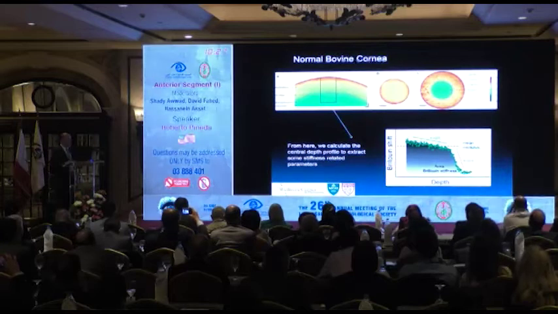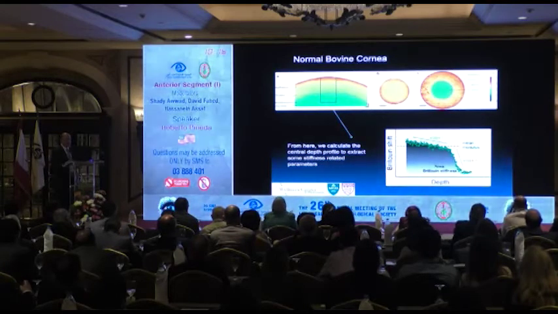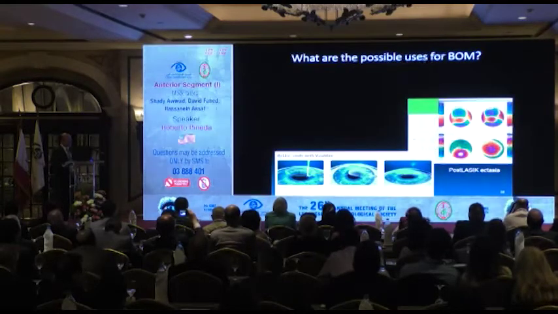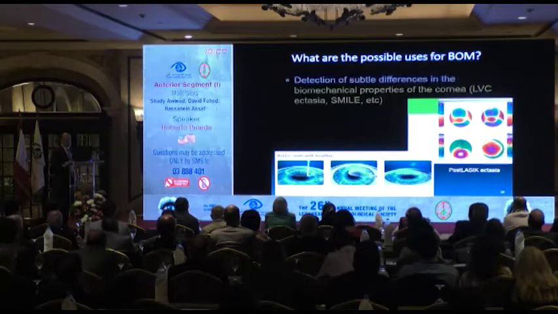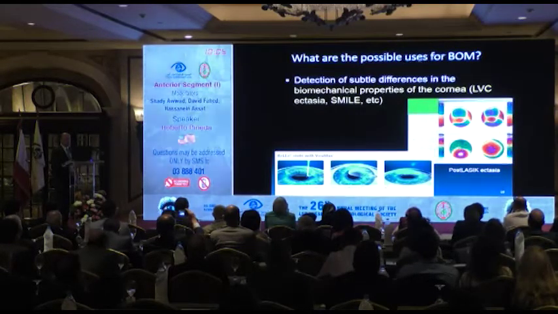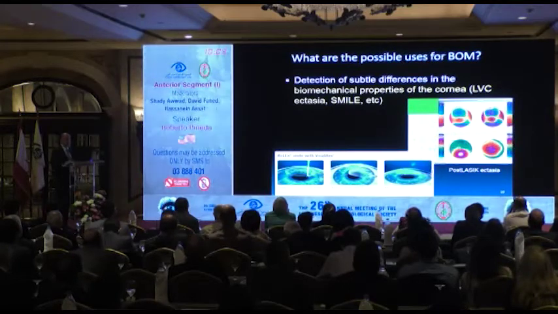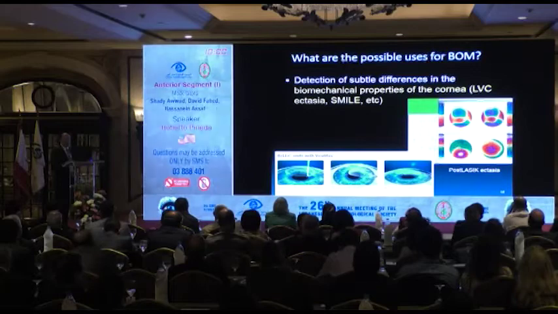We can use this data to basically measure slopes, kind of the anterior slope and posterior slope of the cornea, and from that we can start to develop stiffness-related parameters. So what are the possible uses for Brillouin optical microscopy? Well, obviously, we can use this to try to detect subtle differences in the biomechanical properties of the cornea, such as evaluating patients for laser vision correction, etc.